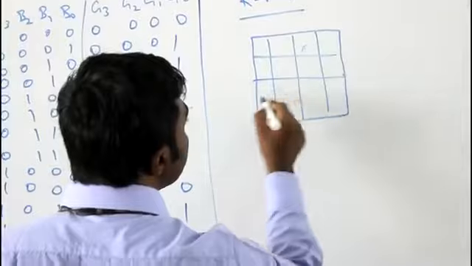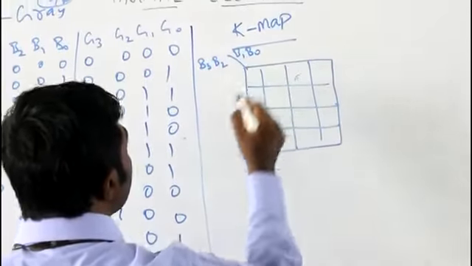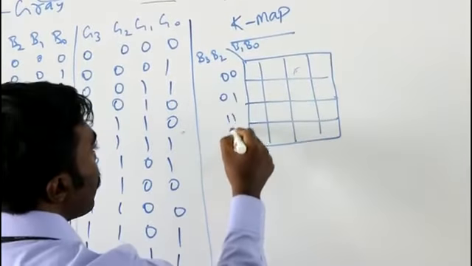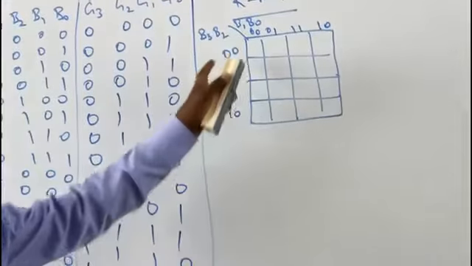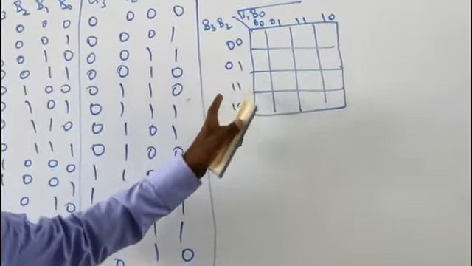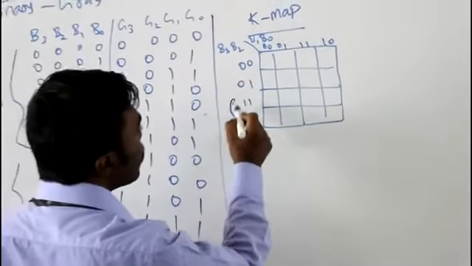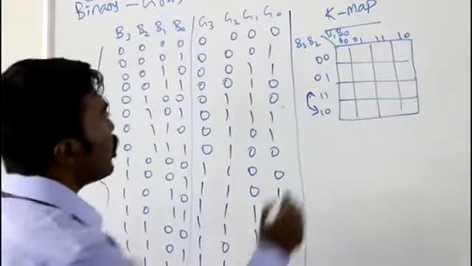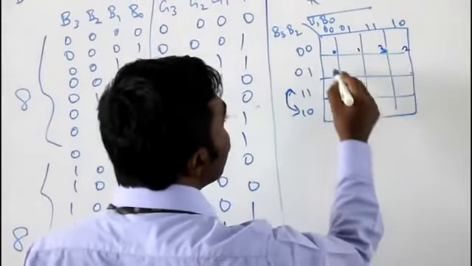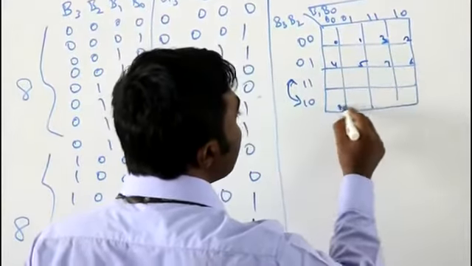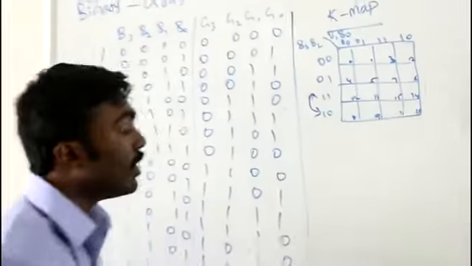Here we have 16 combinations. The input variables are B3, B2, B1, B0. The values are 00, 01, 11, 10 along each axis. In the K-map the values for two variables go 00, 01, then 11, 10. Here the difficulty arises because of the interchange, so we shift the positions 10 and 01. Let us go into the table. The minterms are 0, 1, 2, 3, 4, 5, 6, 7, 8, 9, 10, 11, 12, 13, 14, 15. This is the value we are going to substitute.